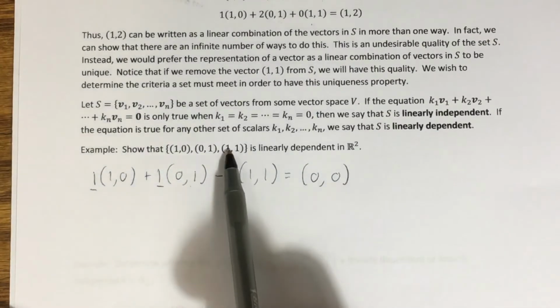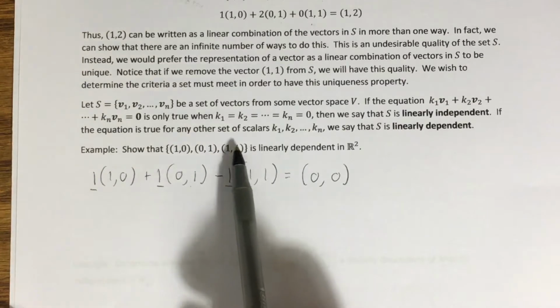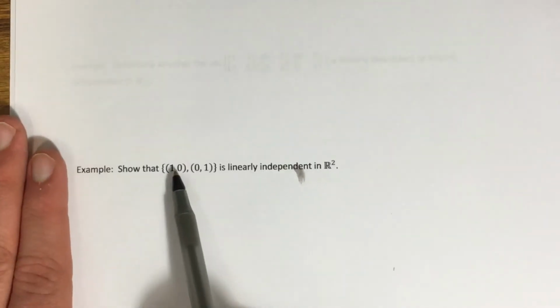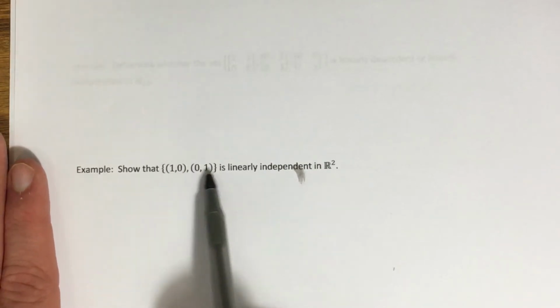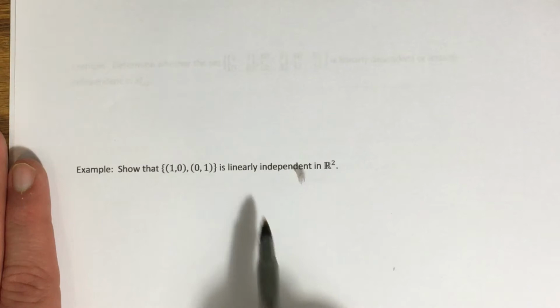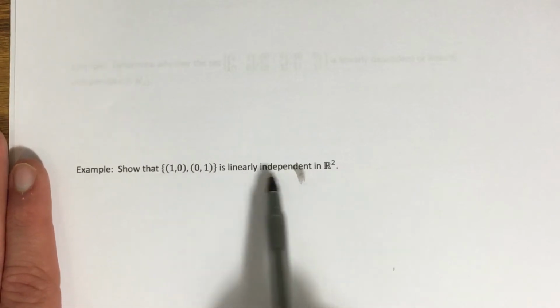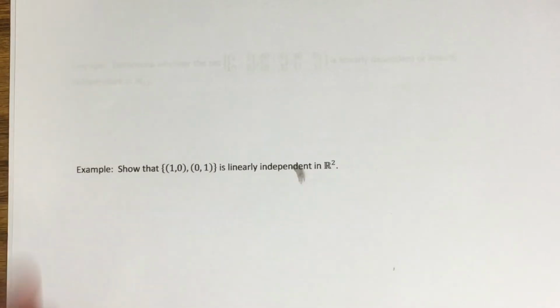Now, if I were to take this vector 1, 1 and throw it out, just get rid of it from this set, getting me down to just this set, 1, 0, and 0, 1. Or in other words, the set of standard basis vectors for R2, this one turns out to be linearly independent. Now, how do we show that?